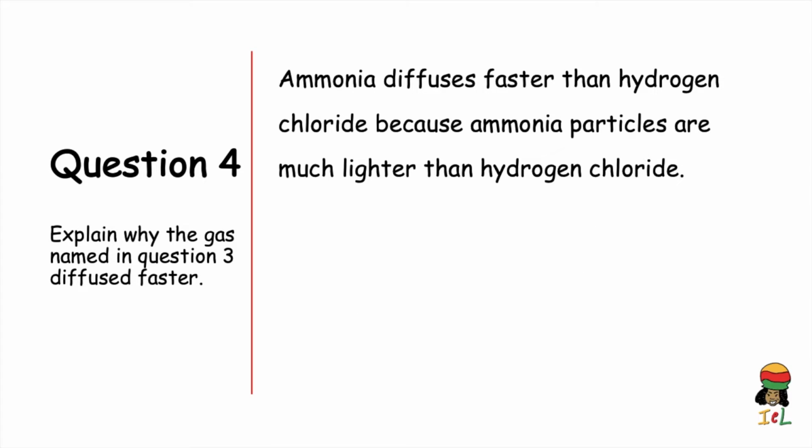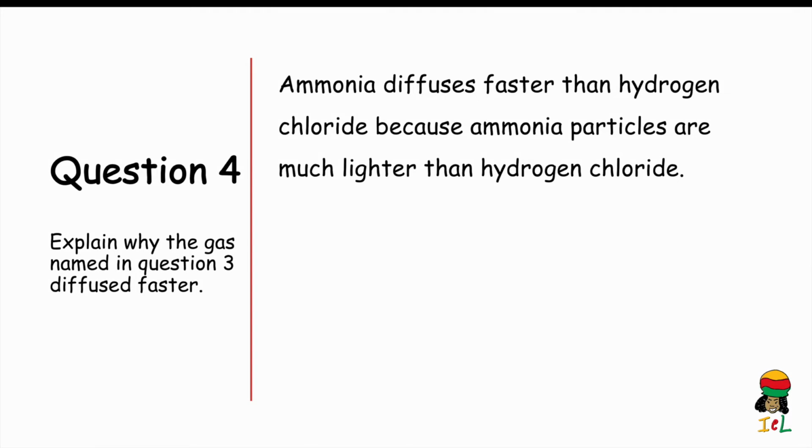And question 4 asks us to explain why the gas named in 3 diffused faster. Ammonia diffuses faster than hydrogen chloride because the ammonia particles are much lighter than the hydrogen chloride. In other words, the ammonia particles have a smaller mass than the hydrogen chloride particles. How do we know this? We calculate the mass of the particles.